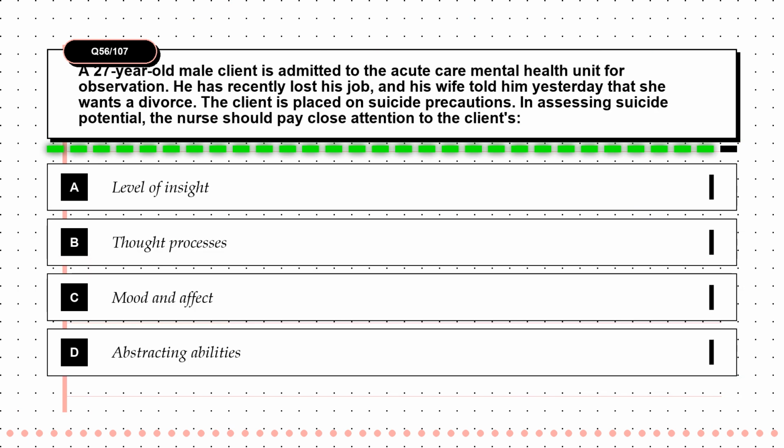Question 56. A 27-year-old male client is admitted to the acute care mental health unit for observation. He has recently lost his job, and his wife told him yesterday that she wants a divorce. The client is placed on suicide precautions. In assessing suicide potential, the nurse should pay close attention to the client's. Here are the options. Option A. Level of insight. Option B. Thought processes. Option C. Mood and affect. Option D. Abstracting abilities.